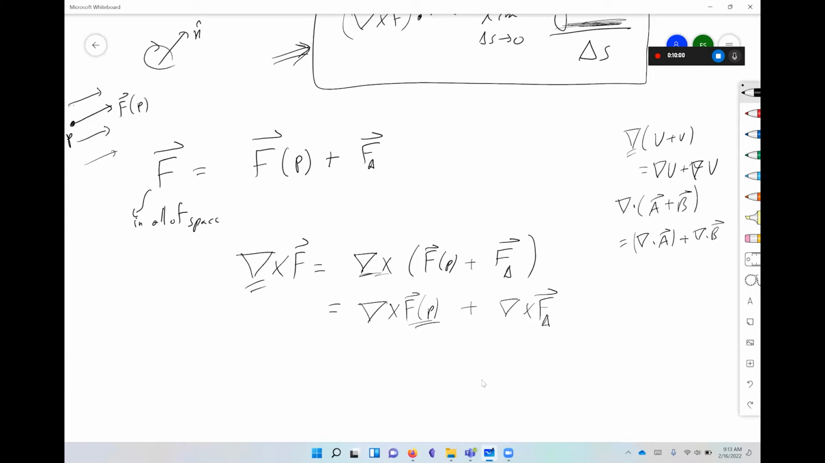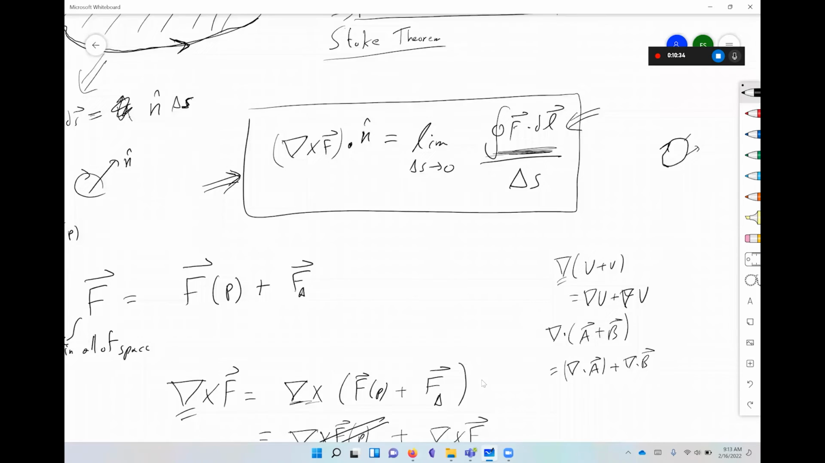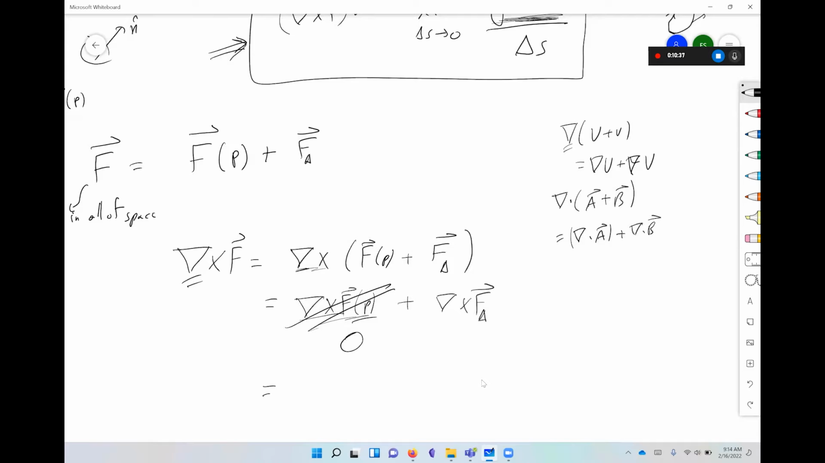But F at P is the constant vector field, right? And the curl, the divergence, and the gradient are all differentiation operators. So what should happen if you differentiate something that's constant? It's going to be zero. You can even go back to the formula here and see that if F is constant, the circulation of any constant field is obviously zero, right? You're going around the contour, and the field is constant everywhere. So what we end up with is that curl F is just the curl of F delta.